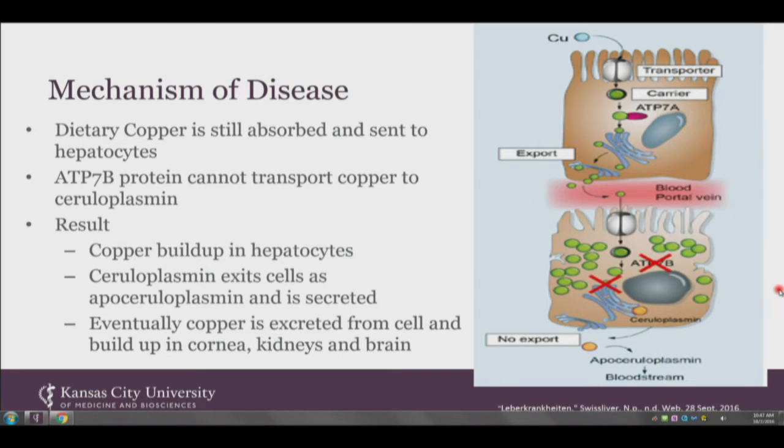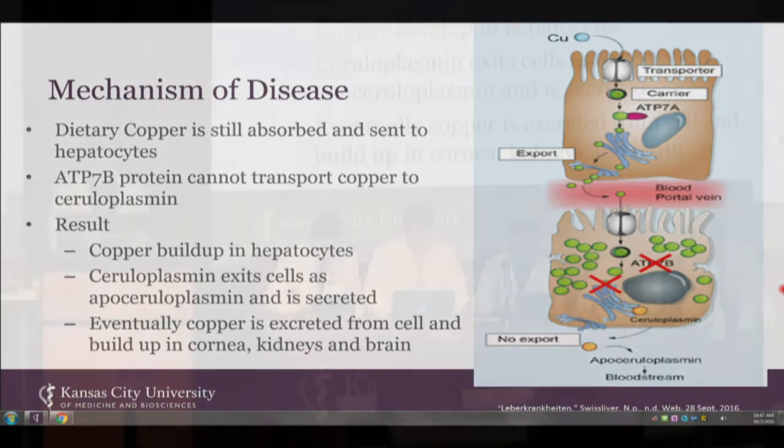Copper will begin to build up in these hepatocytes. The ceruloplasmin will exit the cell as apoceruloplasmin and is secreted and quickly degraded. It's interesting to note here, this is the reason why our patient's ceruloplasmin levels were low, as this copper was not coming together to form this ceruloplasmin. And eventually, once the copper buildup is so great, the copper will begin to be secreted from these hepatocytes, and it will begin to lodge in the cornea, kidneys, and the brain.